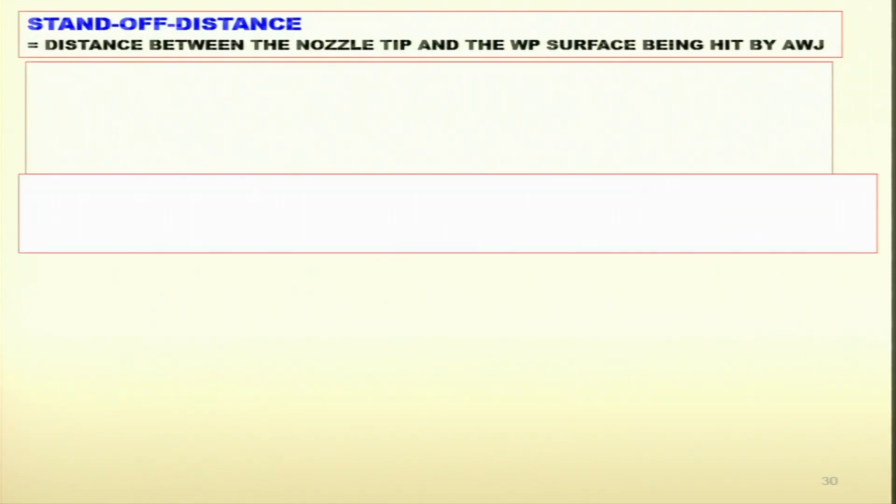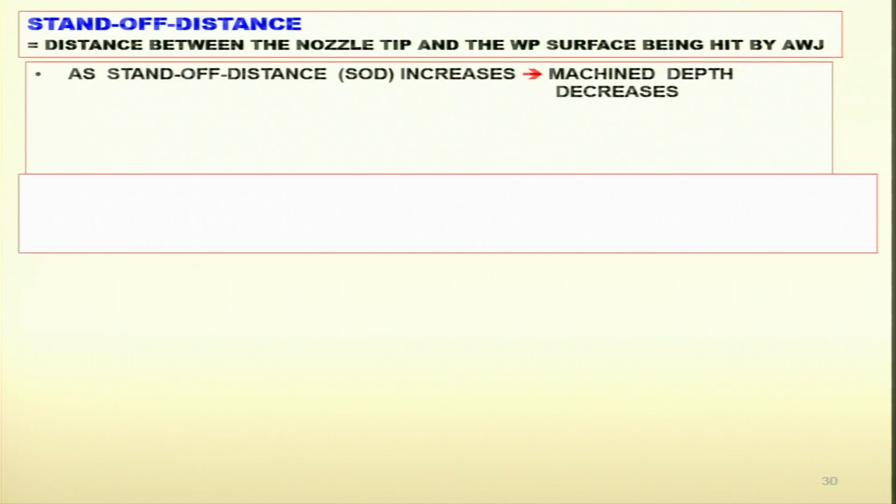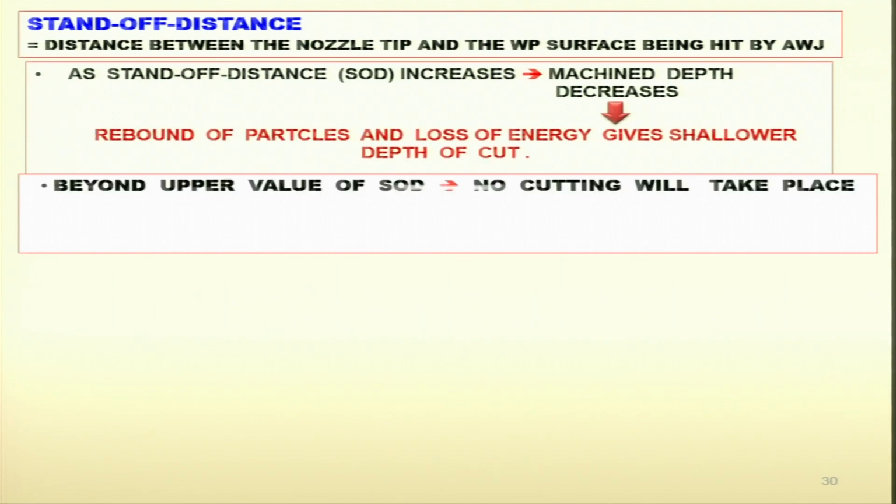Extent of distance, or standoff distance, is a very important parameter in abrasive water jet cutting. It is the distance between the nozzle tip and the workpiece surface being hit by the abrasive water jet. As extent of distance increases, machine depth decreases. What happens as extent of distance is increasing: rebound of particles and loss of energy give a shallower depth of cut. Beyond an upper value of extent of distance, no cutting will take place.